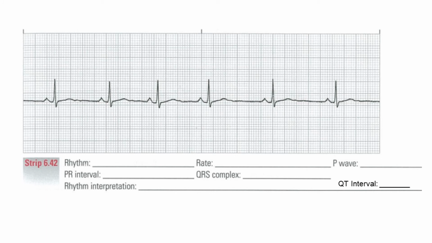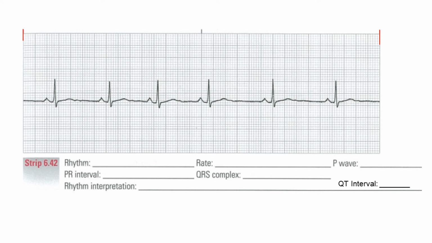In 6.42, this R to R is actually irregular, so we're going to count how many R waves within the 6 seconds. So your 6-second strips are here, so all of these complexes. So you have 1, 2, 3, 4, 5, 6, so your heart rate is about 60. You have P waves, they are all upright, they all look the same, they're coming from the SA node, so we're going to call that sinus.